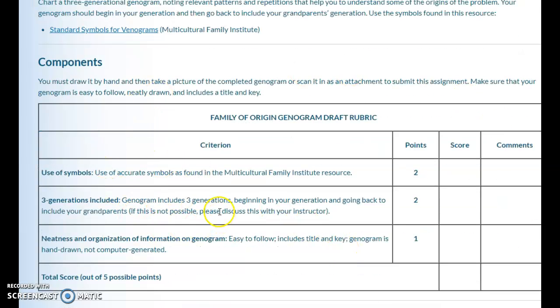And you can see the rubric here. It's pretty much what I just described. The only thing that I didn't mention is neatness and organization. Just making sure that you have all the components of the genogram, such as the title and the key. And again, hand-drawn, not computer generated. Hopefully that makes it actually a little easier for you.